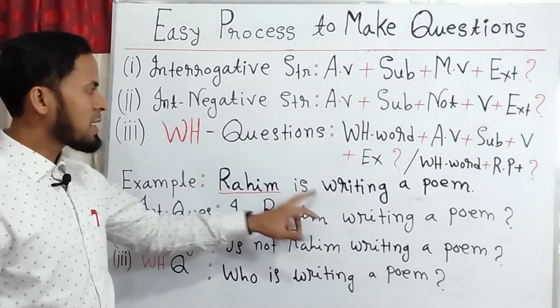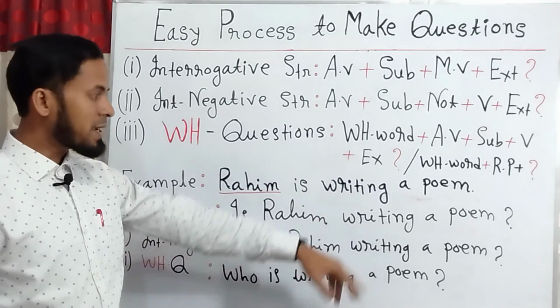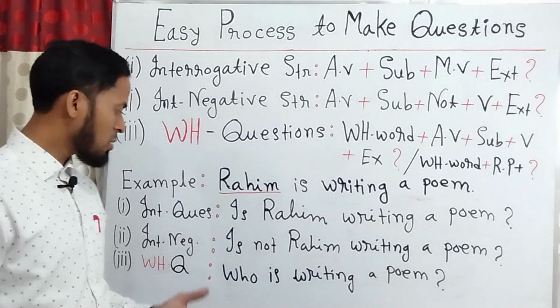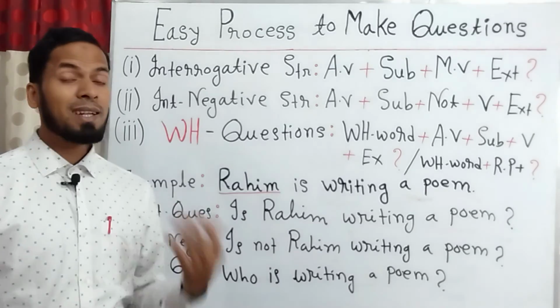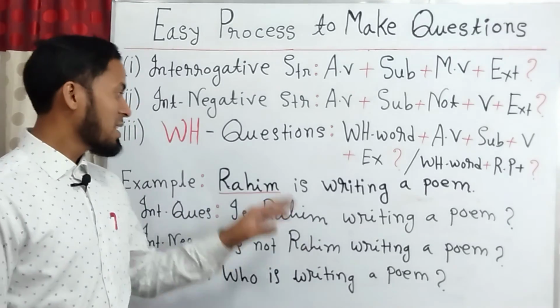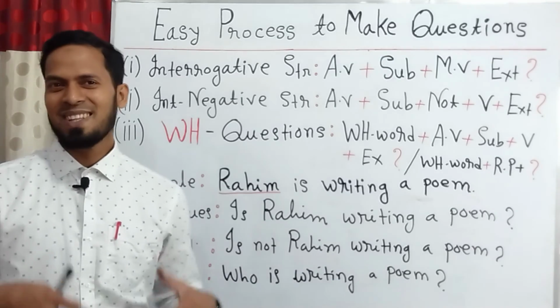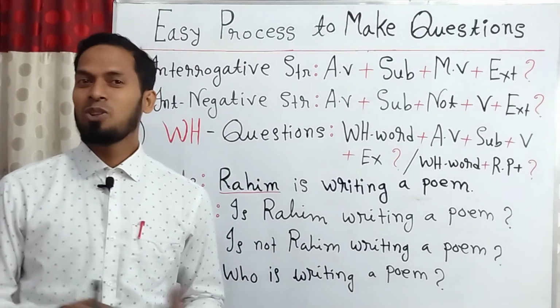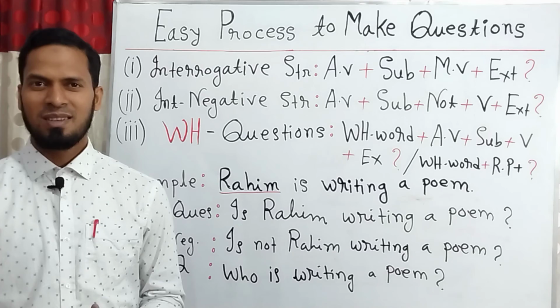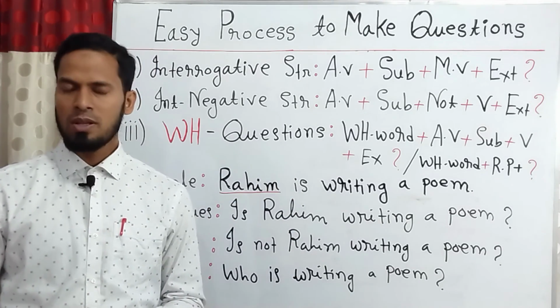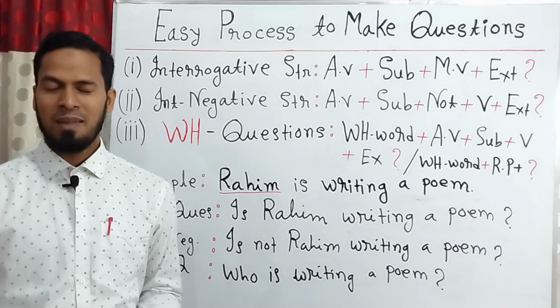For example, Rahim is writing a poem. Is Rahim writing a poem? Interrogative negative: Isn't Rahim writing a poem? WH question: Who is writing a poem? Tag question: Rahim is writing a poem, isn't he? So dear viewers, you can easily understand how we can make questions in English. So practice all these processes and methods and apply them in your practical life.